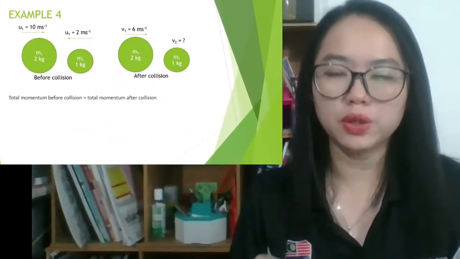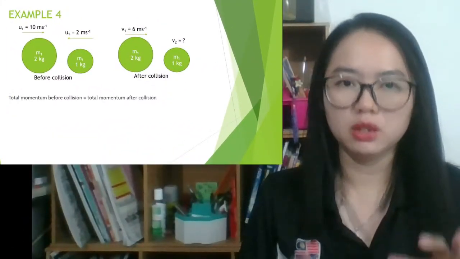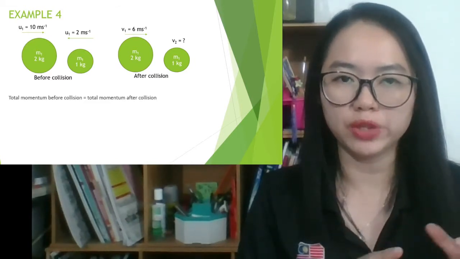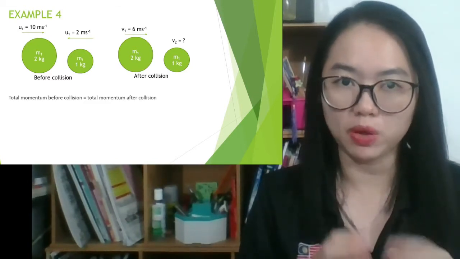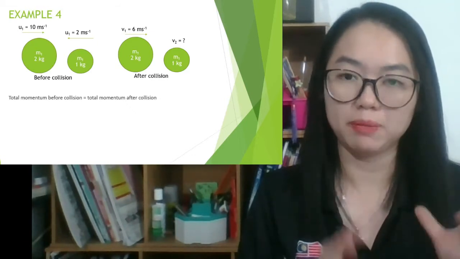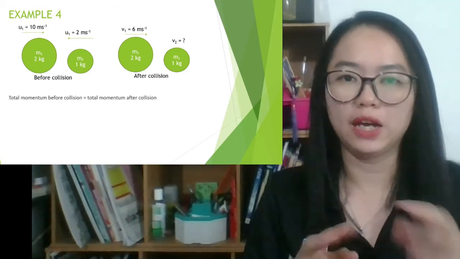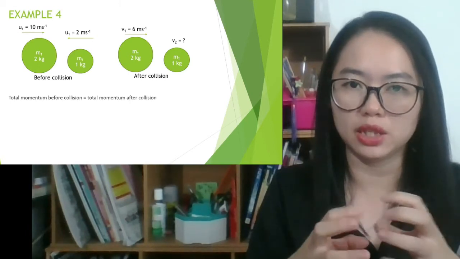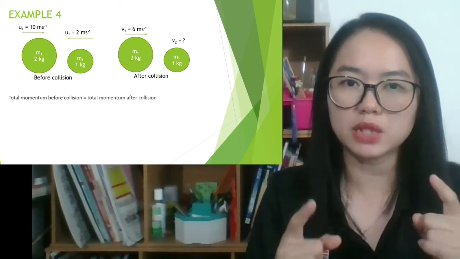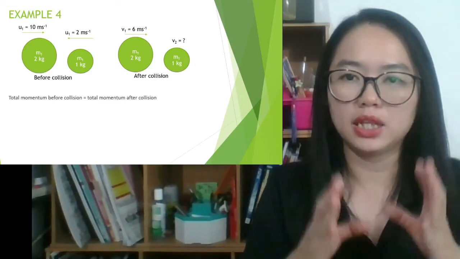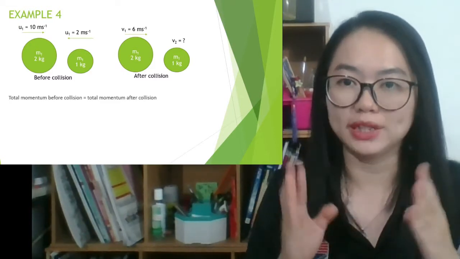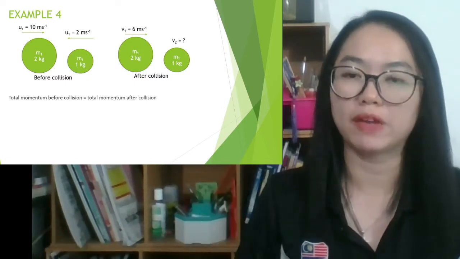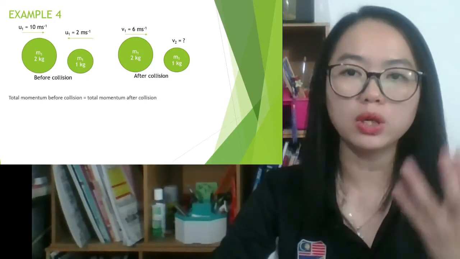Now next we are going to see another example, where you can see the first ball, the big ball, is moving to the right and the small ball is moving to the left. Both have velocity. And after the collision, the two balls are not sticking together, they are separate. So in this situation, we can see that it is an elastic collision. So the total momentum before collision is equal to the total momentum after the collision. Then how is the formula?